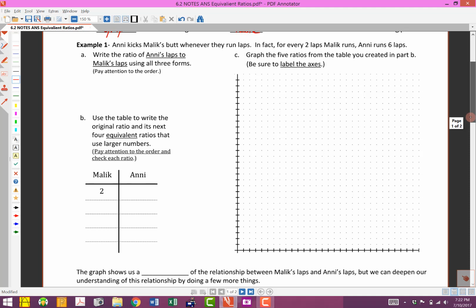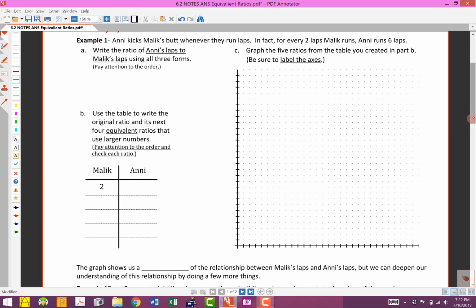I kind of made this up just to see if we could see some of these relationships. It says Annie kicks Malik's butt whenever they run laps. So they're in gym class or whatever, and Annie can run circles around Malik. In fact, it says for every 2 laps Malik runs, Annie runs 6 laps. And for part A, it says write the ratio of Annie's laps to Malik's laps. Okay, so Annie runs 6 laps, so it's going to be 6 laps to 2 laps.